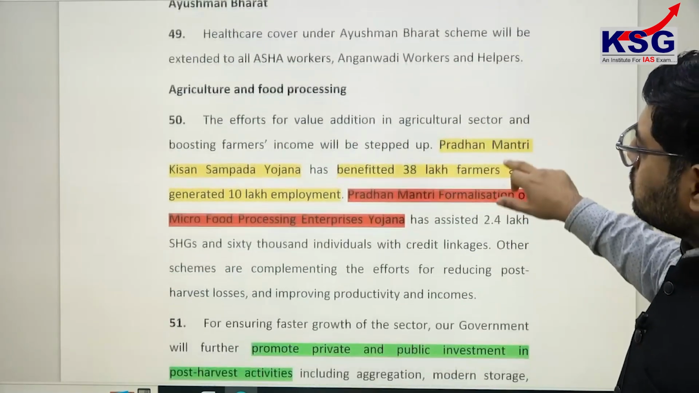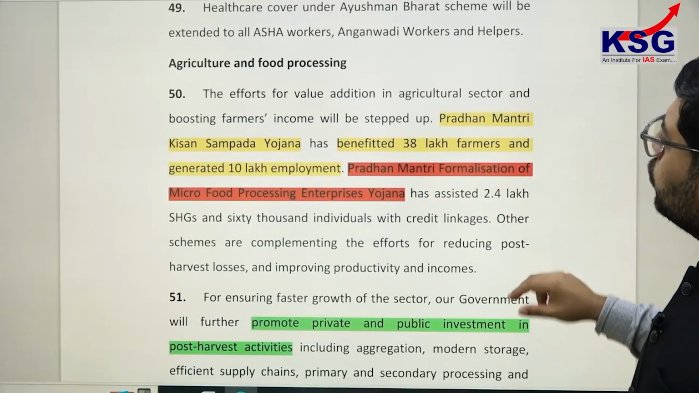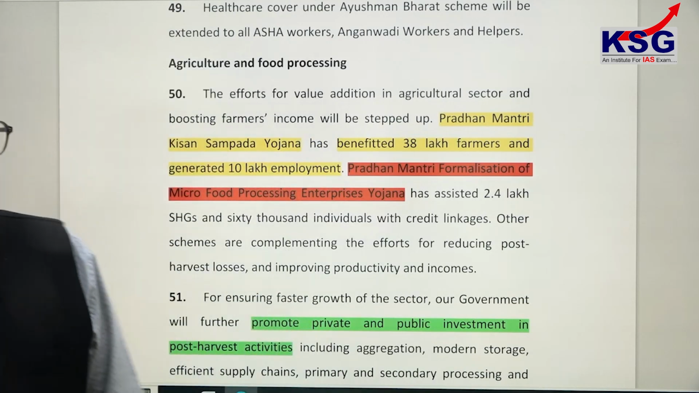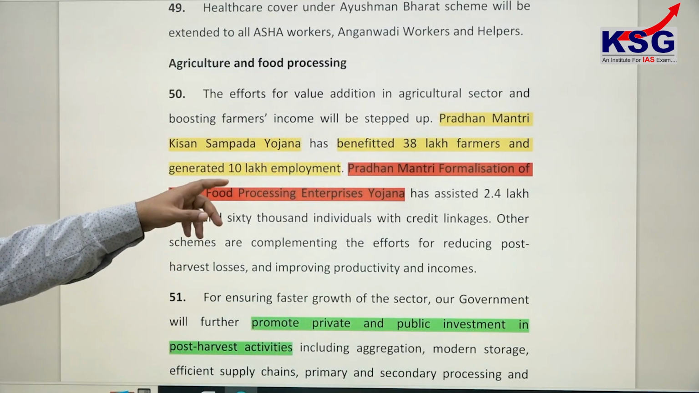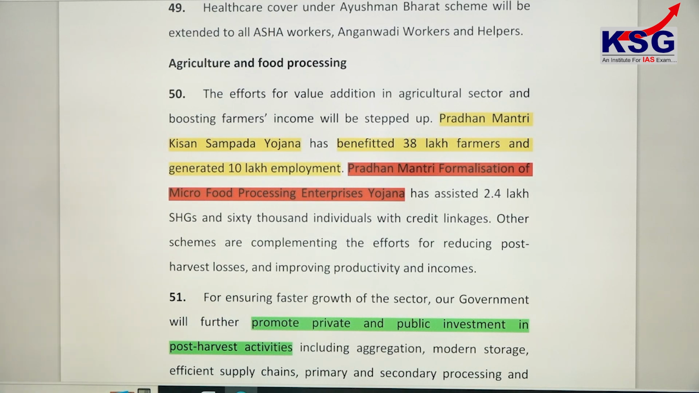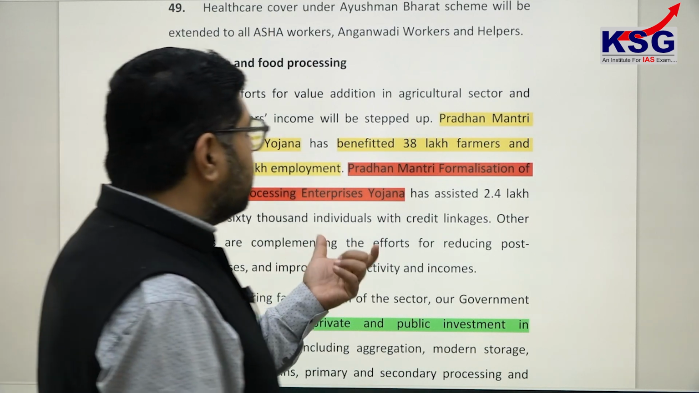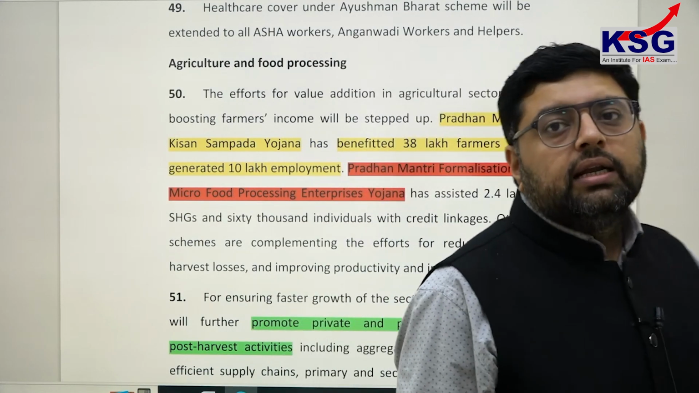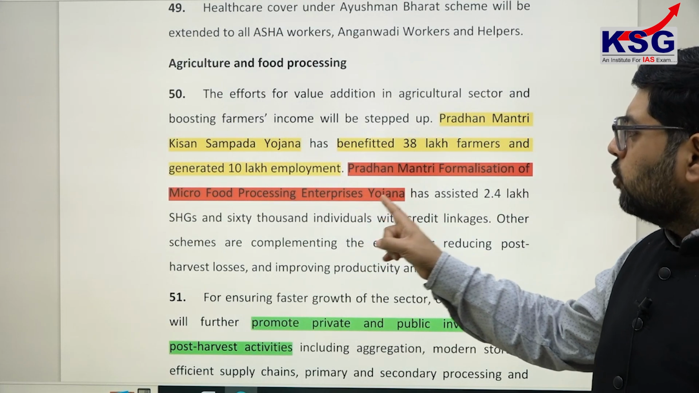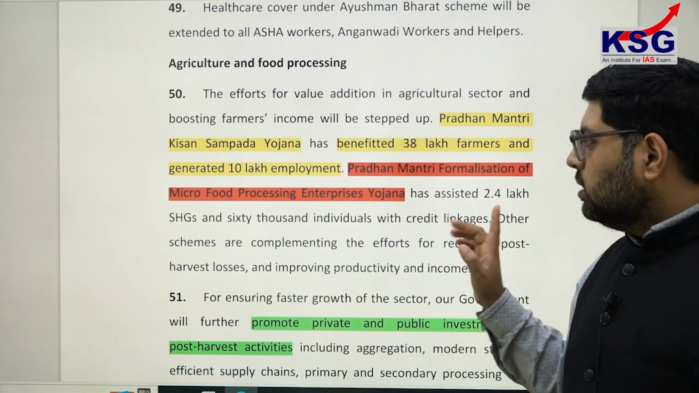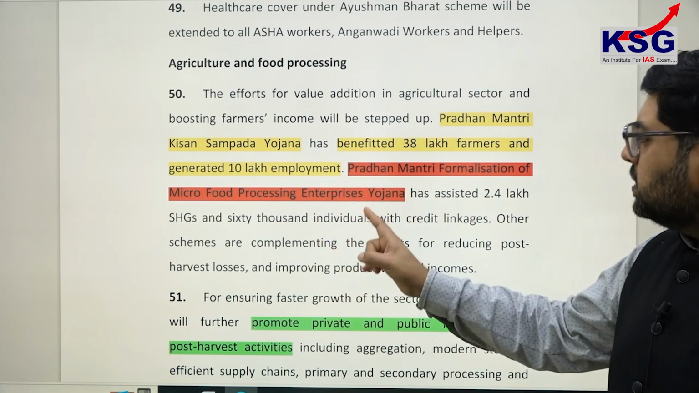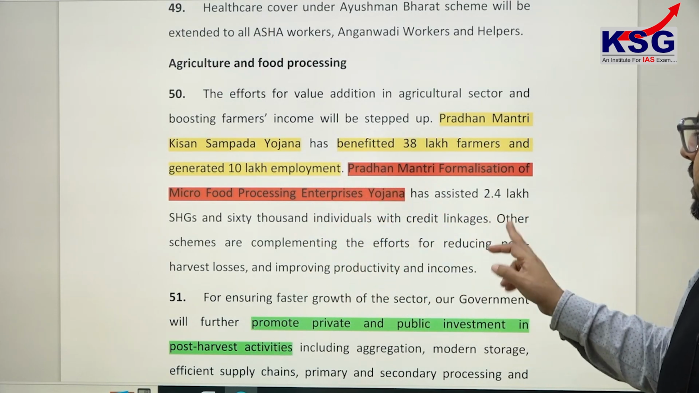Next, agriculture and food processing. In this, they have talked about two schemes. Pradhan Mantri Kisan Sampada Yojana, which they said has benefited 38 lakh farmers and generated 10 lakh employments. Next is the Pradhan Mantri Formulation of Micro Food Processing Enterprise scheme, which has provided benefit to 2.4 lakh self-help groups and 60,000 individuals with credit linkages.